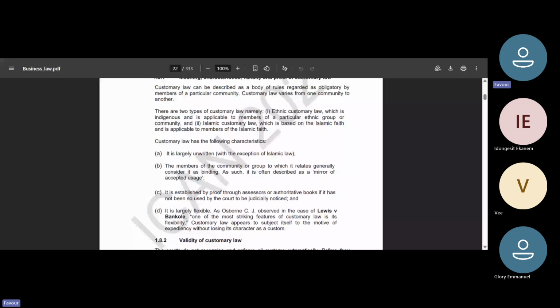So it is established through ancestral or authoritative books, and it is largely flexible because unlike a constitution, which is rigid and needs a lot of formalities to be amended, this is largely unwritten, and of course, the people of the community can come together and say, "This law is no longer favorable. Can we adjust it?" So Osborne CJ, in the case of Lewis versus Bankole, said one of the most striking features of the customary law is its flexibility. It is the most flexible kind of law.